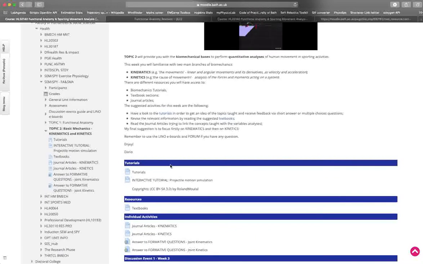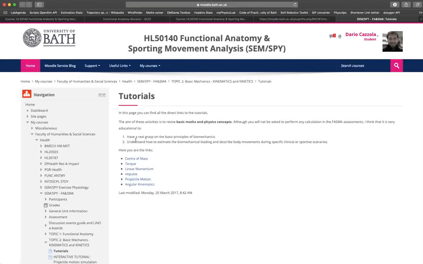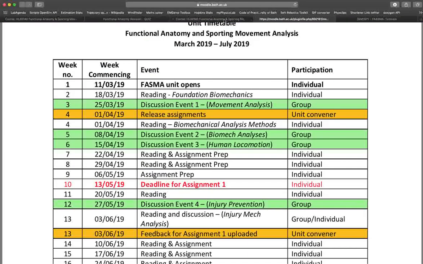you might have a different level of basic knowledge of biomechanics, so there are different levels of difficulty and different levels of engagement with this topic. I provide you with some tutorials here, with videos that explain basic maths and physics concepts that are strictly related to biomechanics. Concepts like the center of mass, torque, linear momentum, impulse, projectile motion, and angular kinematics. They are around 2-3 minute videos. I suggest you go through them to have an idea of what these concepts are.